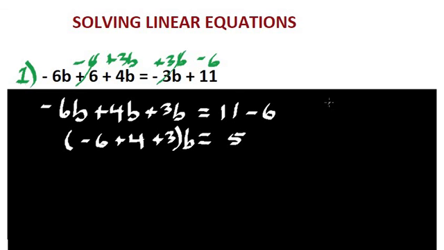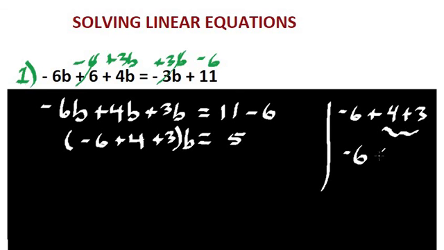So let's look at it here. We have -6 plus 4 plus 3. Right, we can work out this part first. So we can put the -6. This will give us a +7. Alright, that's one way of doing it.